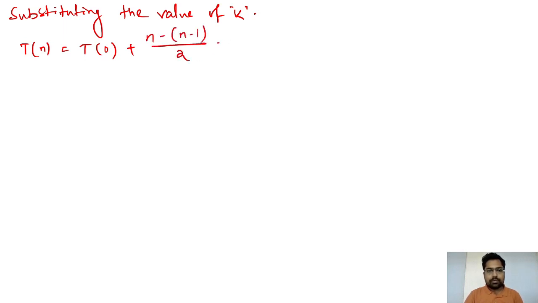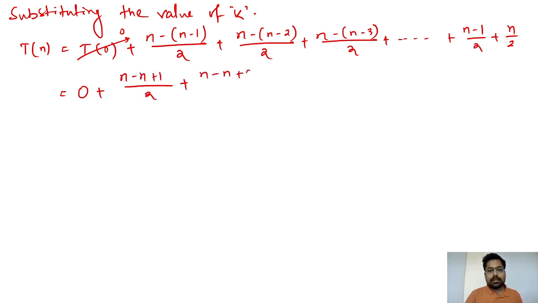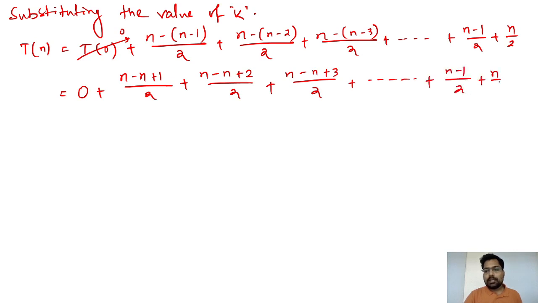Next, T of n would be T of 0 plus n minus 1 by 2 plus n minus 2 by 2 plus n minus 3 by 2 up to n minus 1 by 2 plus n by 2. Clear? Next, T of 0 is 0. So you ignore that constant. Now you focus here. 0 I'm writing plus n minus n plus 1 by 2, n minus n plus 2 by 2, n minus n plus 3 by 2 up to n minus 1 by 2 plus n by 2.